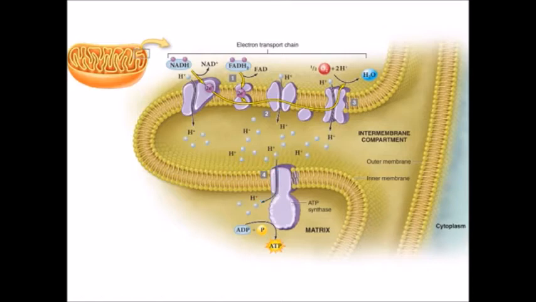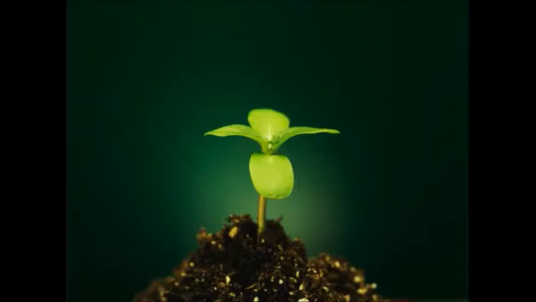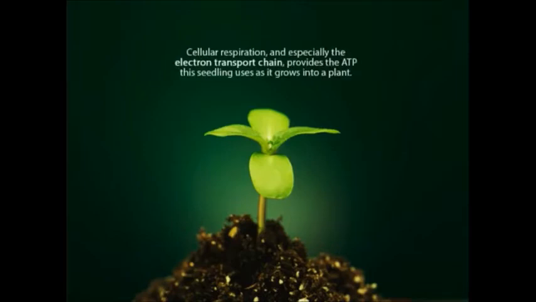In a process called chemiosmotic phosphorylation, ATP synthase uses this energy from the hydrogen ion gradient to add a phosphate to ADP, producing ATP. The cell uses the ATP as an energy source that powers the cell's chemical reactions. For example, the cells of this seedling require much ATP to produce proteins and replicate DNA. Cellular respiration, and especially the electron transport chain, provides the ATP this seedling uses as it grows into a plant.